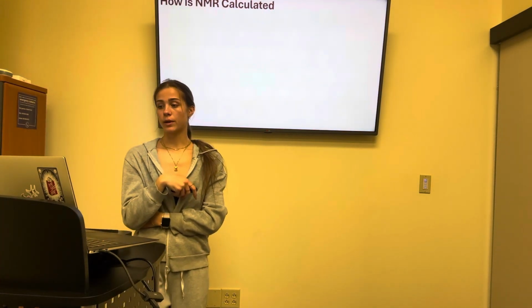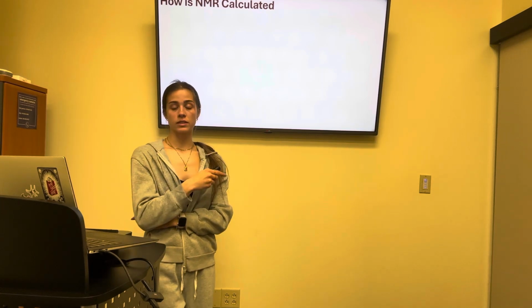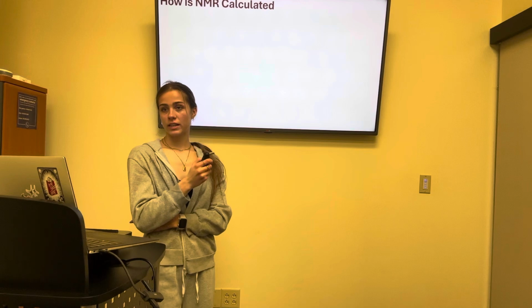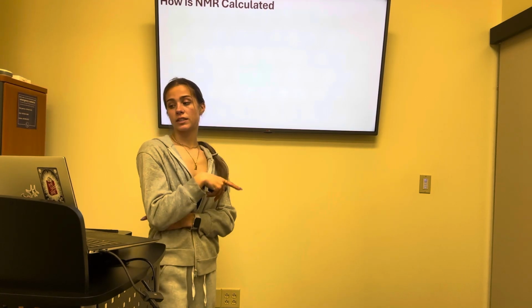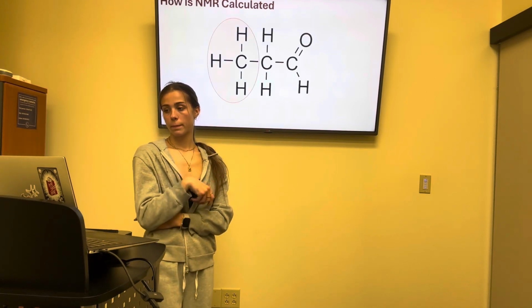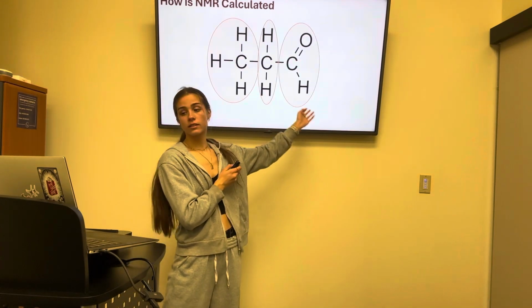So for this experiment, we were given a list of different possible compounds that our contaminants could be. Using this method of estimating NMR results by hand, we were able to get data points to compare our results to. Take CH3, CH2, CHO, for example. This is one H group, this is another, and then this is another.